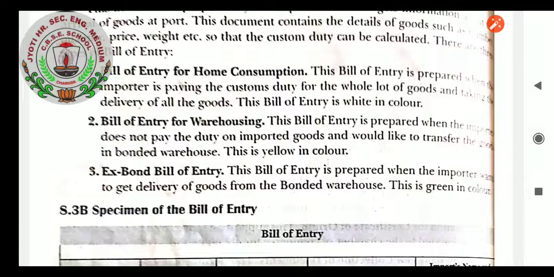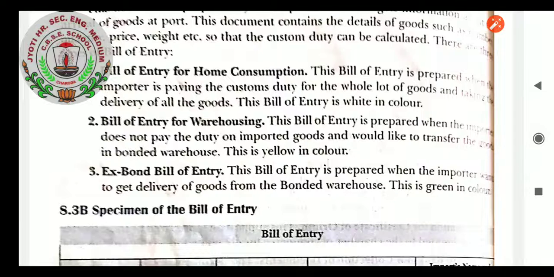The bill of entry is prepared when the importer wants to get delivery. After his settlement, which he will give in 3-4 days, the bonded warehouse decides when the particular importer's duty will be cleared and hands over the goods to the importer. That time they will give them green color. It means a clear sheet, that they have paid the amount and they can take the goods.